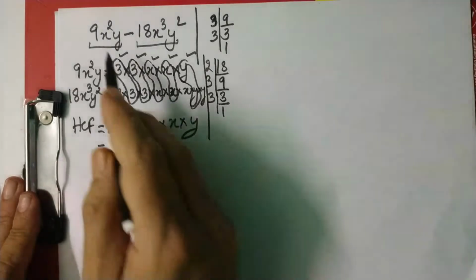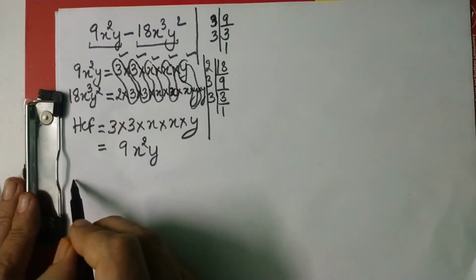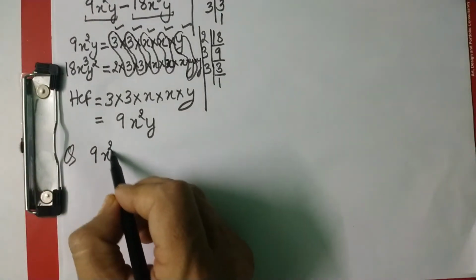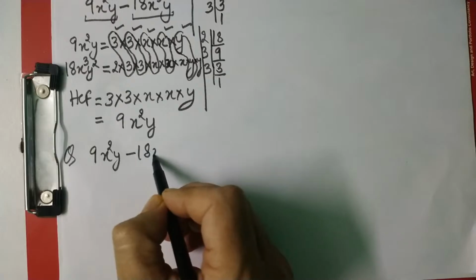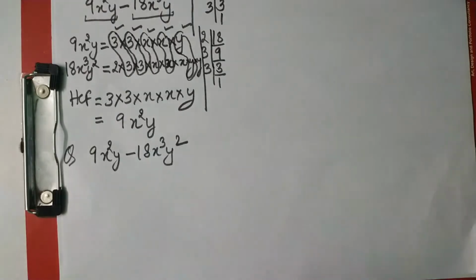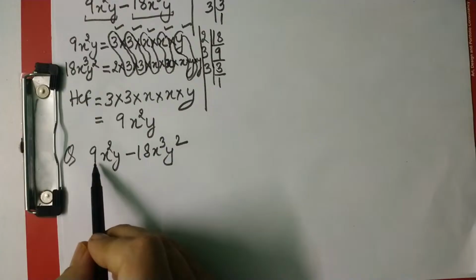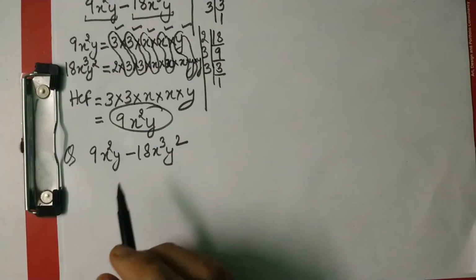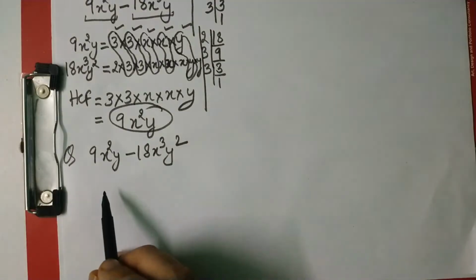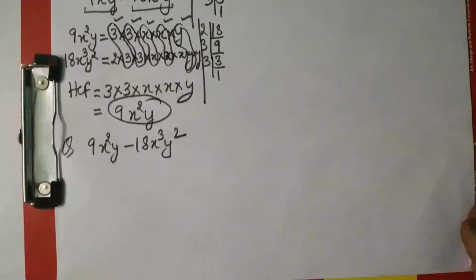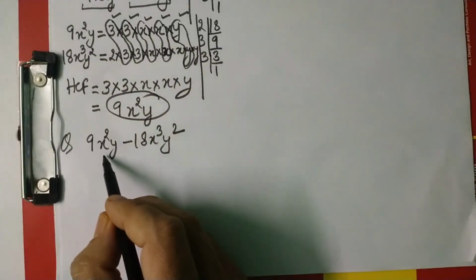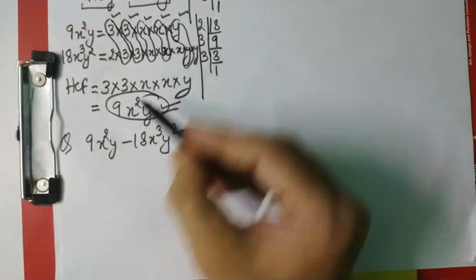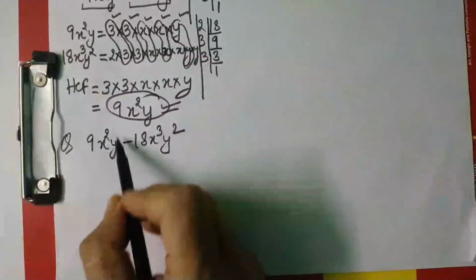Now the question says factorize 9x square y minus 18x cube y squared. Now we have to find the HCF of this, and I have found the HCF as this. Now how do you factorize and how do you write? I am telling you the steps. Both the terms have the HCF I found; you can revise the method again. Now this HCF will divide both the terms.